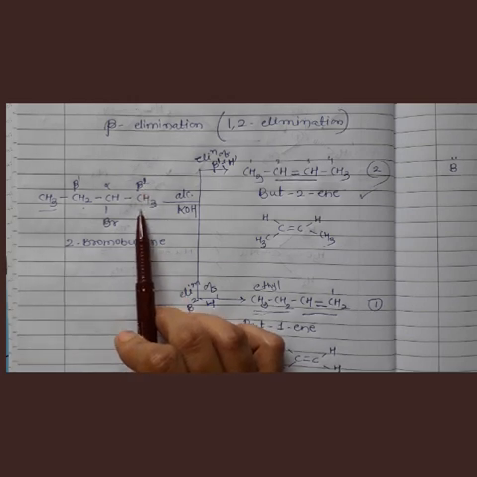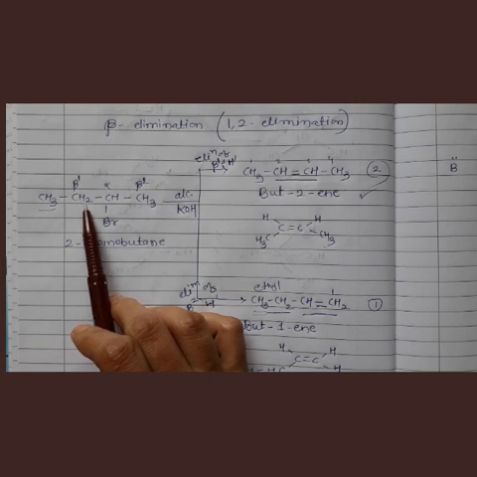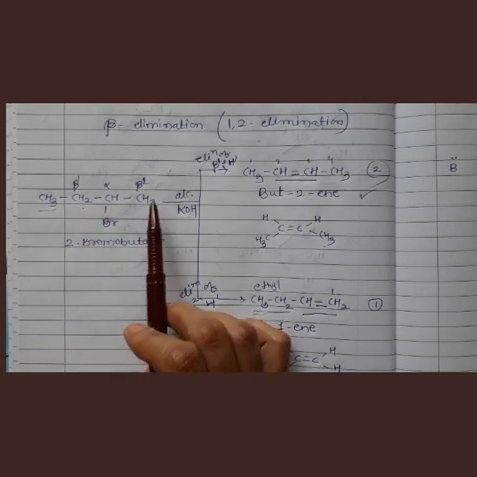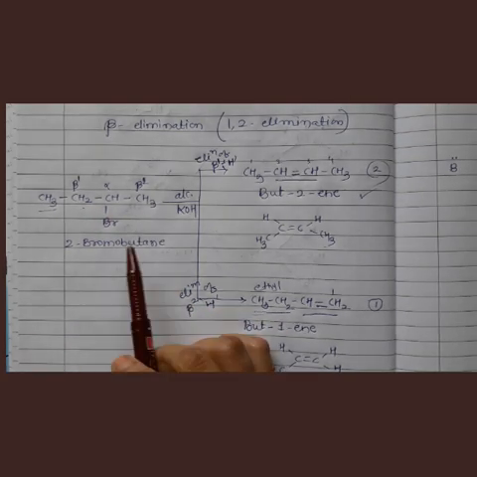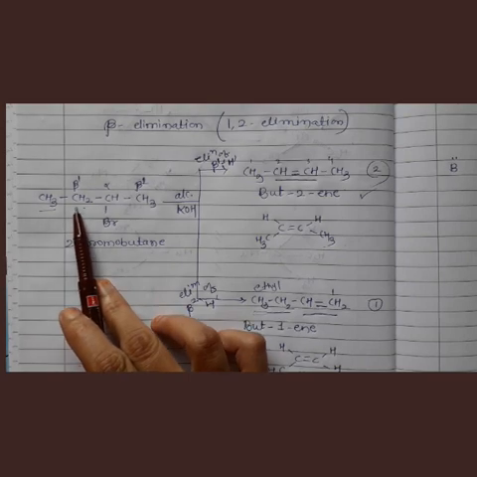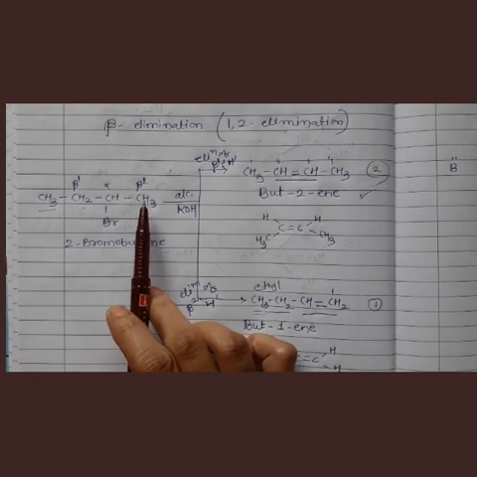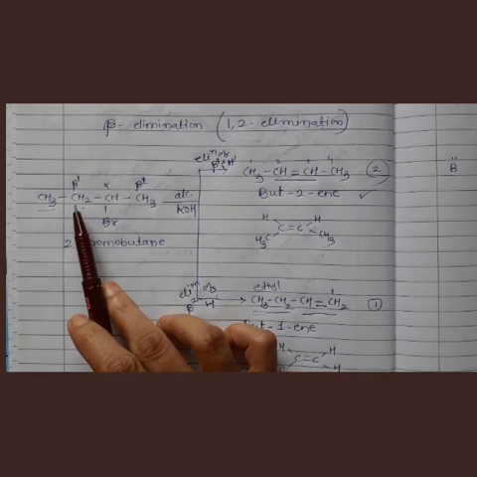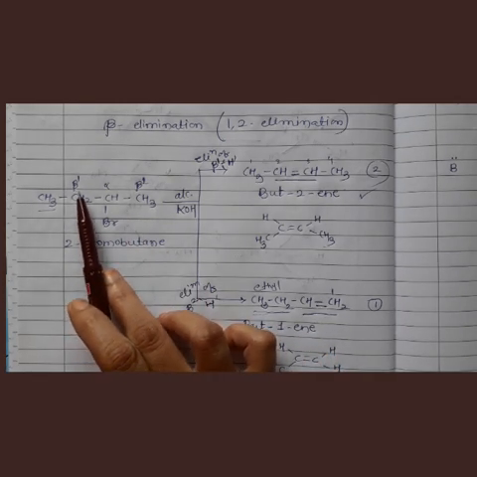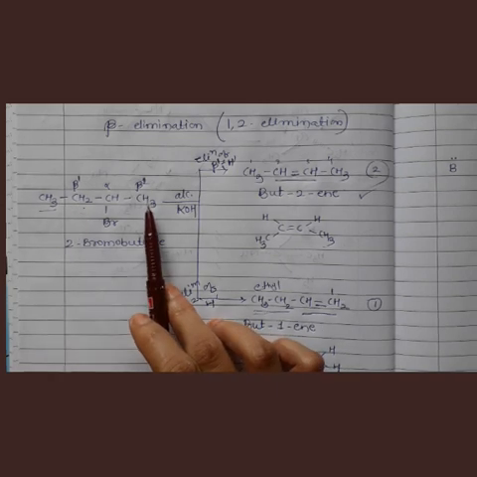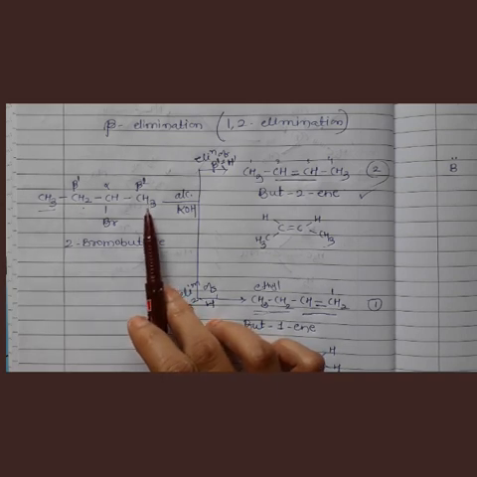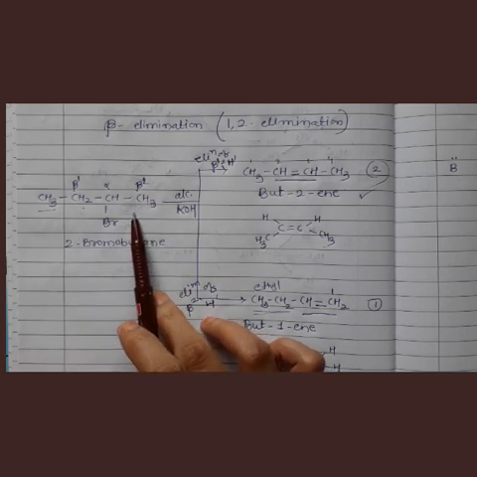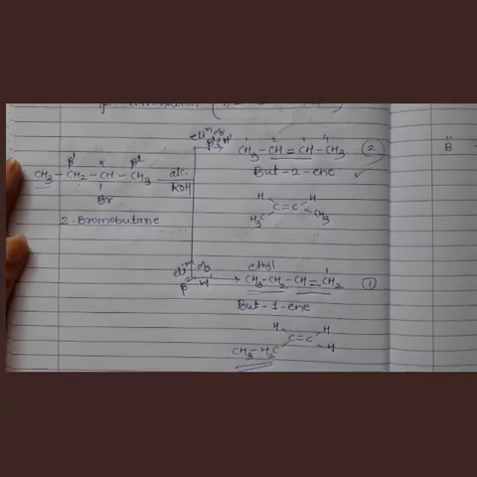Now, beta hydrogen is also present. Here 2 hydrogens are there, here 3 hydrogens are there. So elimination of hydrogen is possible from this carbon atom also and from this carbon atom also. So here we will get 2 products. One product by the elimination of hydrogen from beta 1 carbon atom and another product from the elimination of hydrogen from beta 2 carbon atom. Let us write both the products.